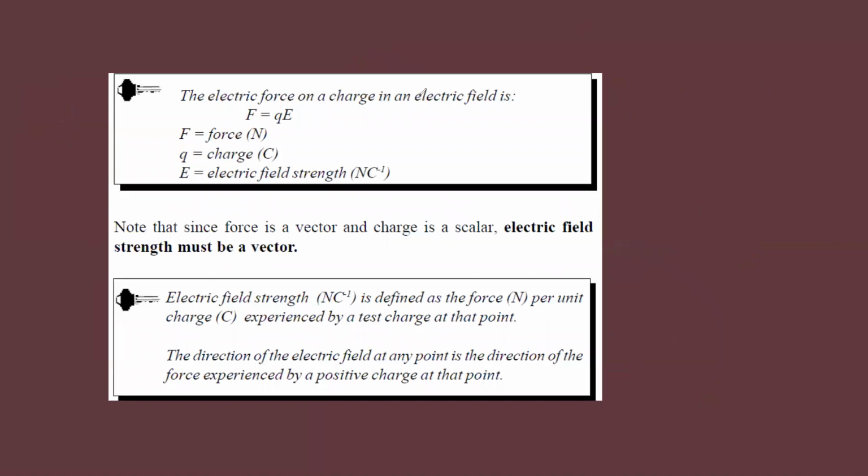The electric force on a charge in an electric field is known as the electric field strength, and its unit is Newton per Coulomb. It is simply defined as the force per unit charge experienced by a test charge at a point. A test charge means a small charge of negligible value. The direction of the electric field at any point is the direction of the force experienced by a positive charge at that point. So the electric field direction is always the same as the direction in which a positive test charge will experience the force. I want you to copy this part.